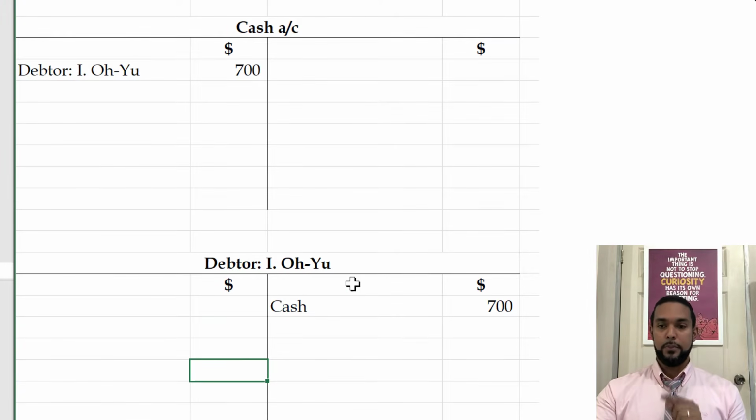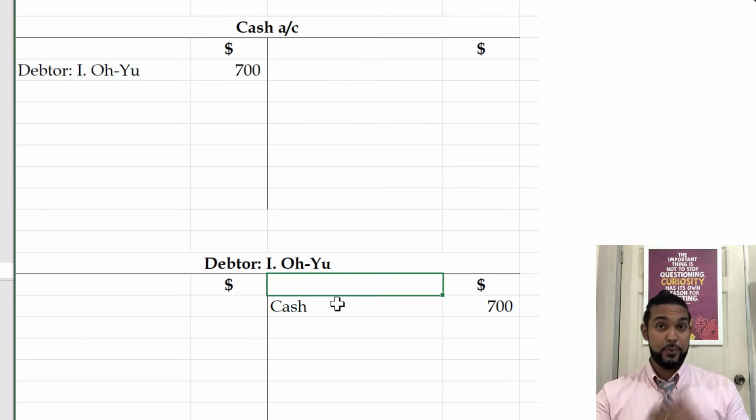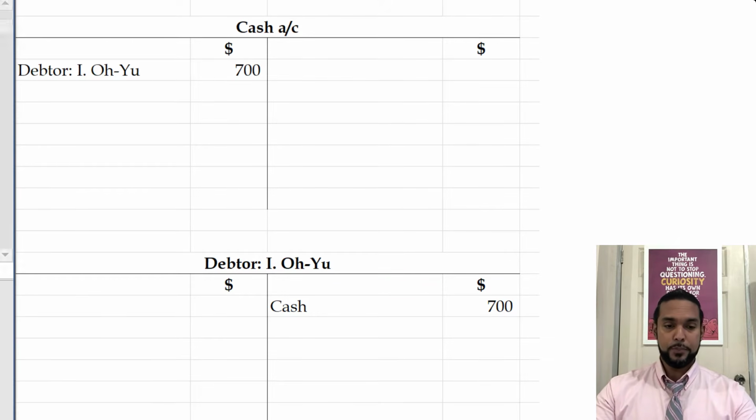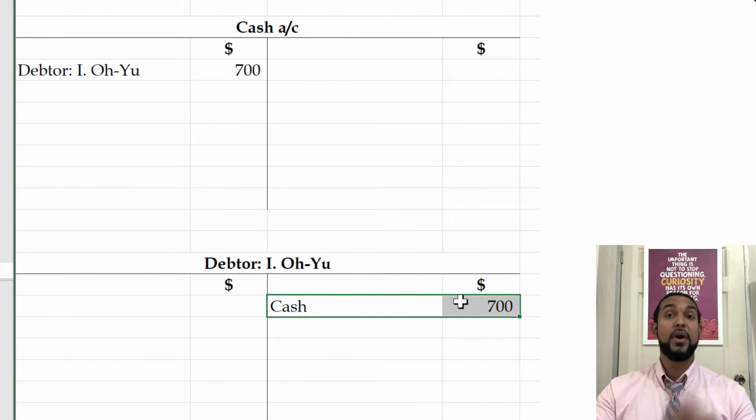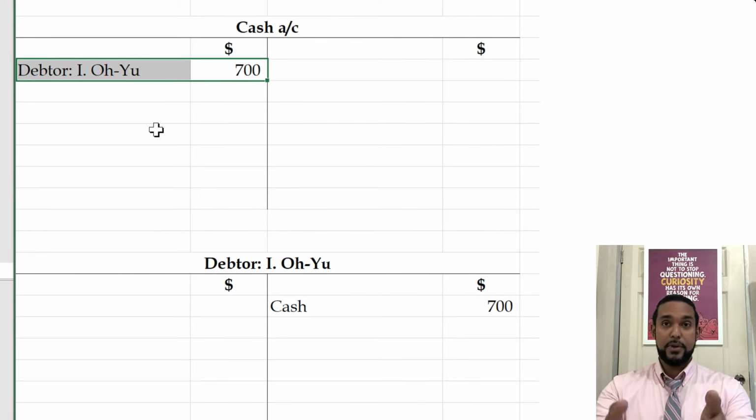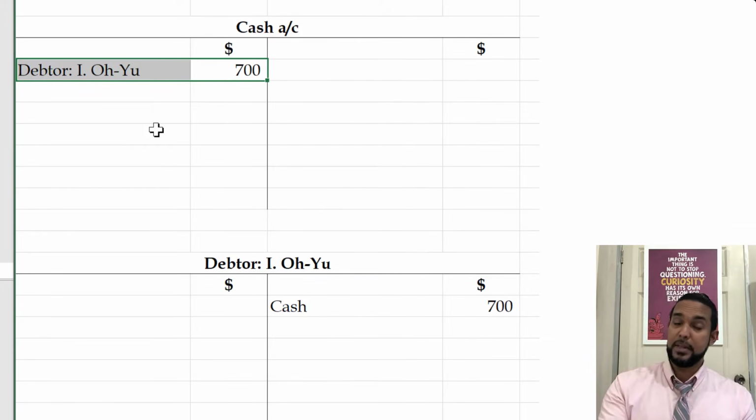Now we could also apply the hack: credit where it's coming from, debit where it's going. We got money from the debtor, I.owe you. So money is coming from the debtor, so we credit where it's coming from. Where is it going? We received cash, so it's going into our cash account, so you debit where it's going. You credit where it's coming from, debit where it's going.